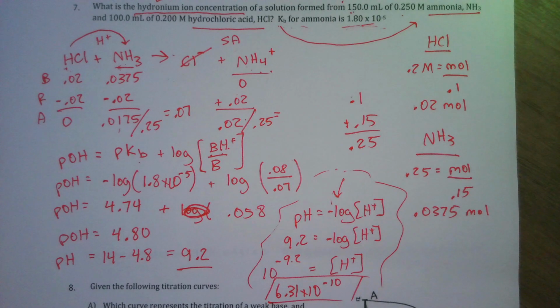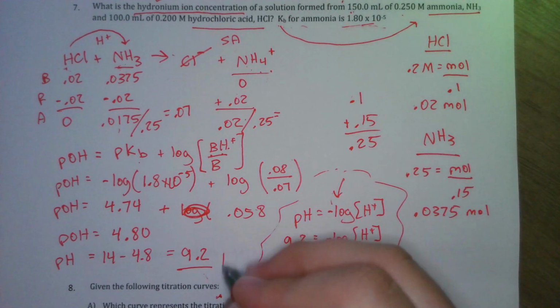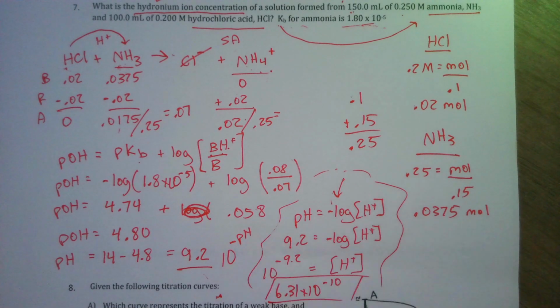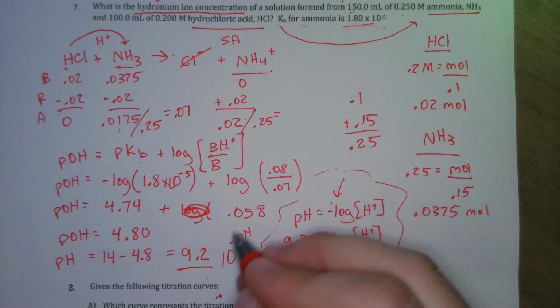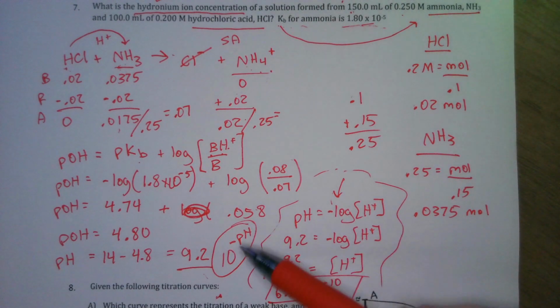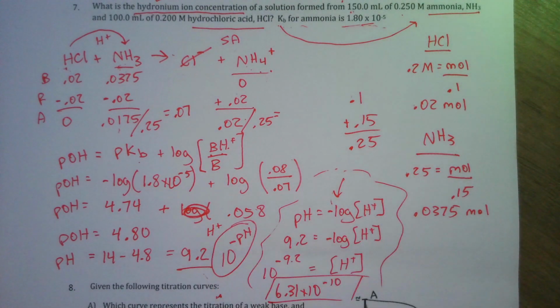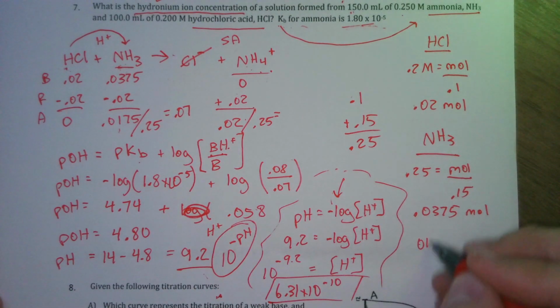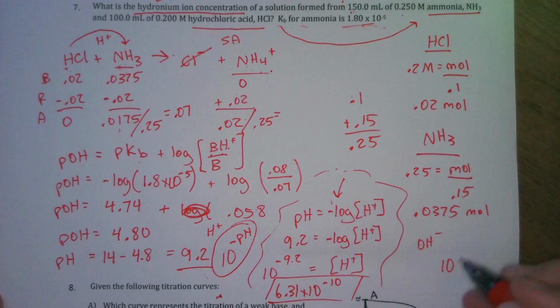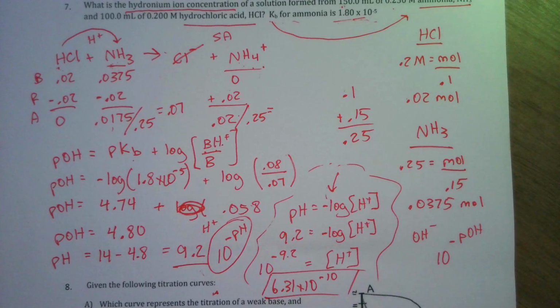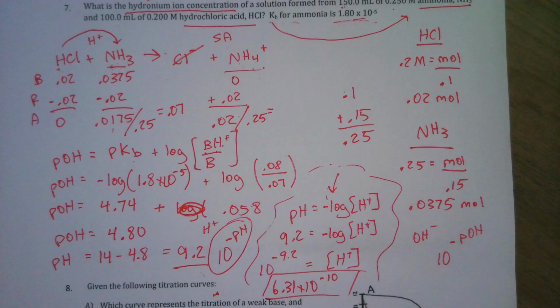If you just remember the shortcut, if you have pH and you need to go backwards, you just do 10 to the negative pH. That expression will get you H plus concentration. Or if you want to find OH minus concentration, you can do 10 to the negative pOH. That's kind of a shortcut way, and that's usually how I would just type that in. You don't actually have to show all these steps, but you can.